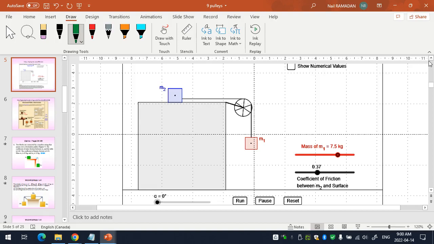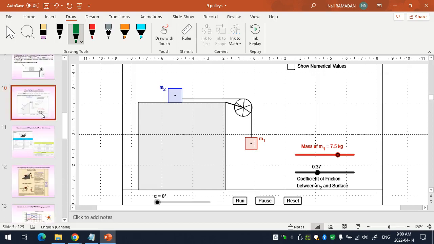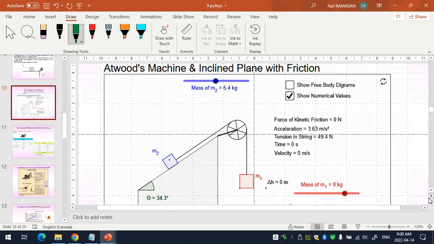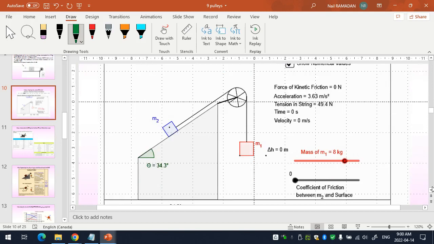Also, you could play with the what? With the angle, and you could produce something like this. We're not going to do that today. You could produce something like this. Boom. Look. Just like that. All right?